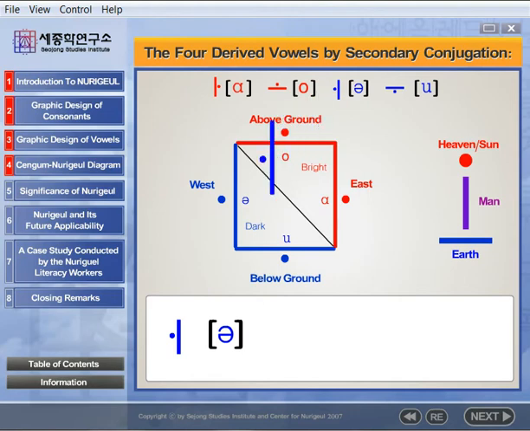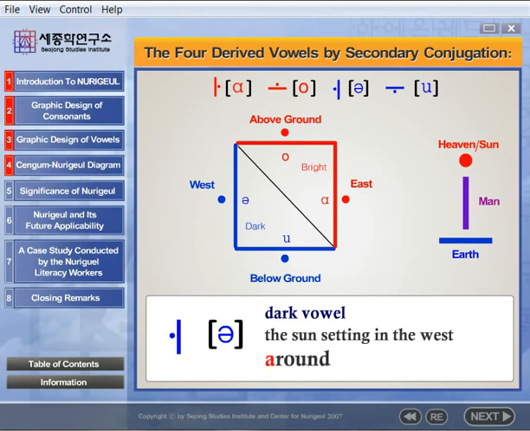The third is a dark vowel. It is a depiction of the sun setting in the west. The sound is as in around or earth.